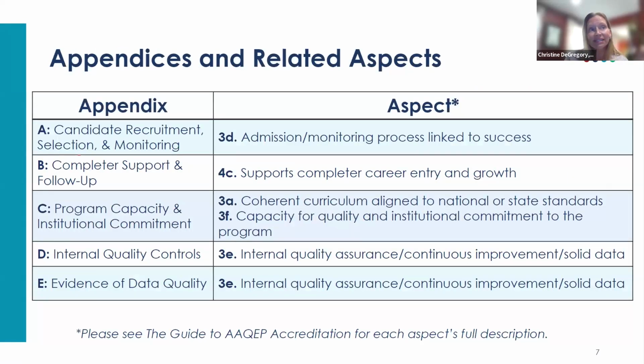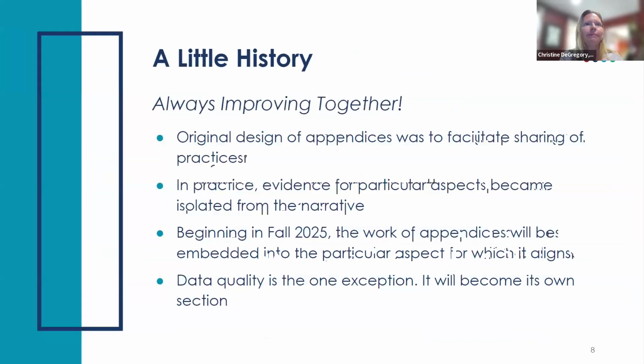On the left-hand side, you can see the appendices names. And then on the right-hand side, the aspect or aspects for which they support. So it's really important that you make this connection right now, that you're not writing the appendix divorced of your narrative. It gives evidence, very important evidence for specific aspects. And this is important to hang on to for today.